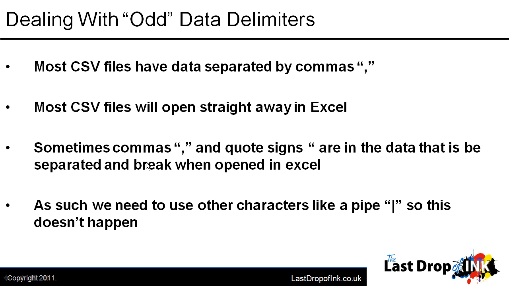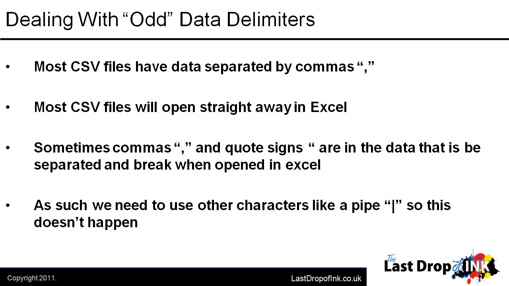So quickly moving on, most CSV files have data separated by commas. So that's a comma between each data field. So if you can imagine, you've got A, B, C, and if you want to separate those out, then a comma is used to separate them. Okay. The nice thing about comma or CSV files is that they will open straight away in Excel. You just double click the file and they'll open up.